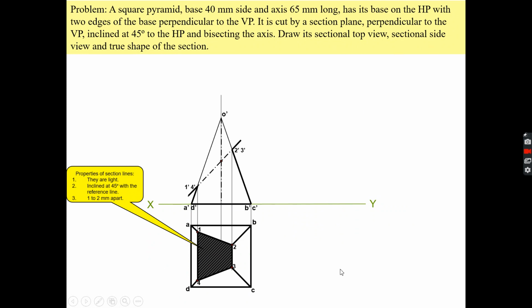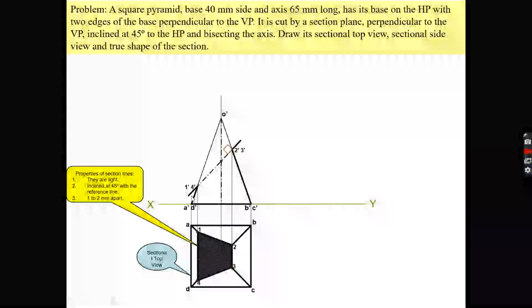Now you have to make the side view or true shape of that section. Okay, so how will you make the true shape of that section? You have to draw a new reference line, or you can consider this line only as the reference line, 1 dash 2 dash or 3 dash 4 dash.